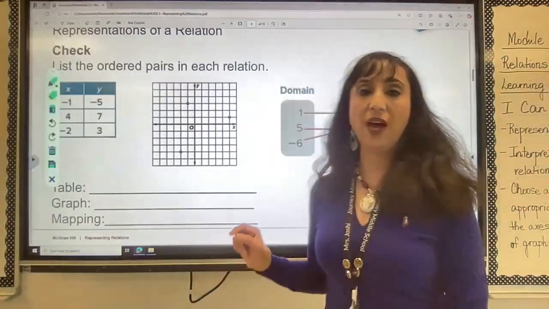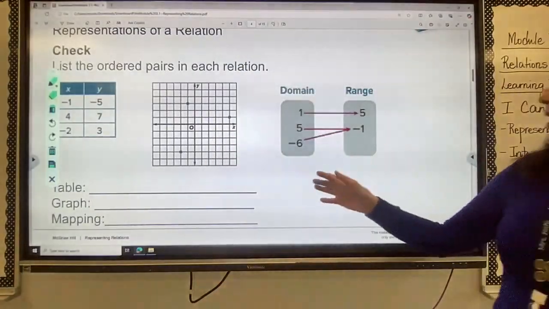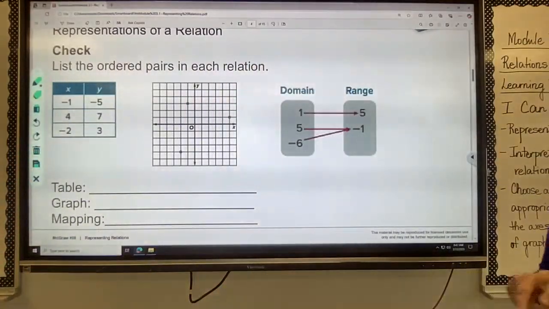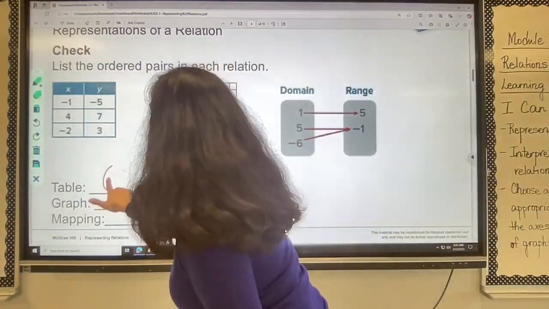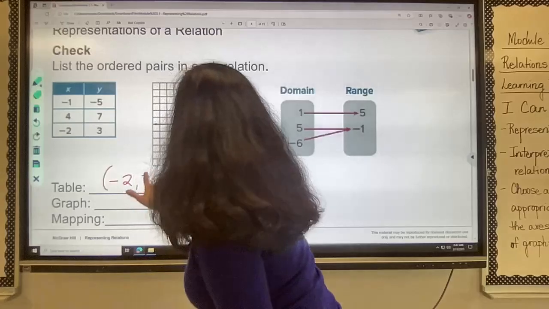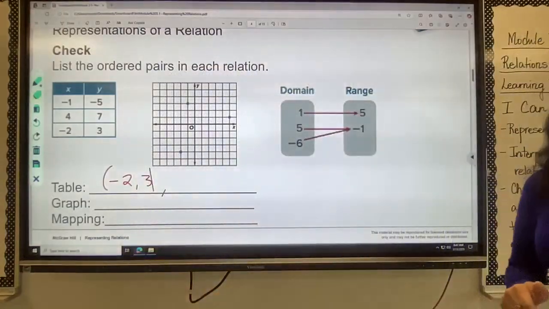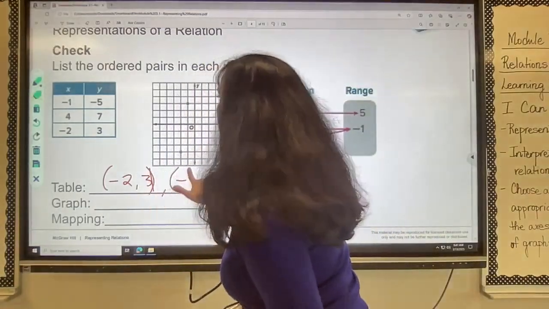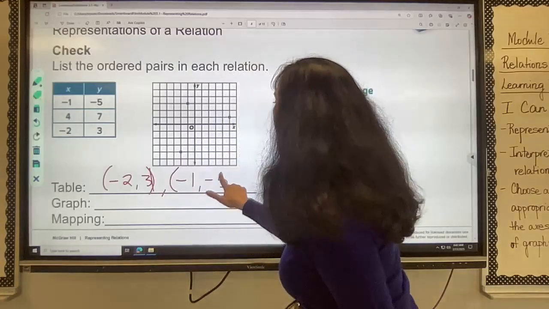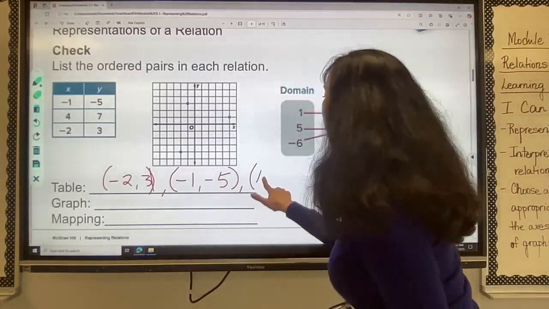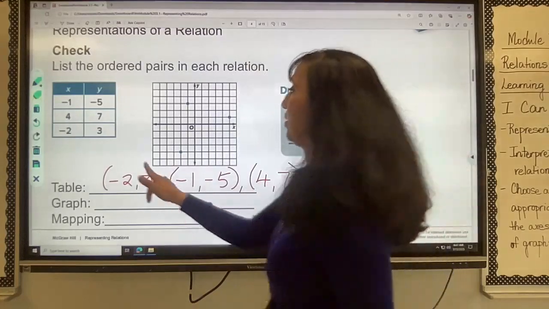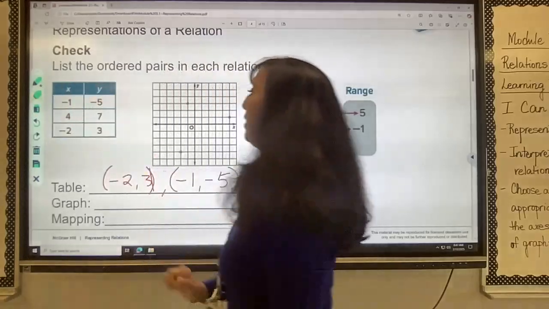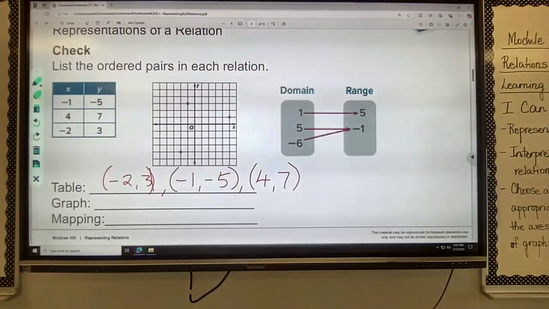Okay, and so if I look at the table, what are my ordered pairs here? I have -2 and 3. I have -1, -5, and I have 4 and 7. So look, -2, 3, -1, -5, 4, 7. So that is my ordered pairs for the table.